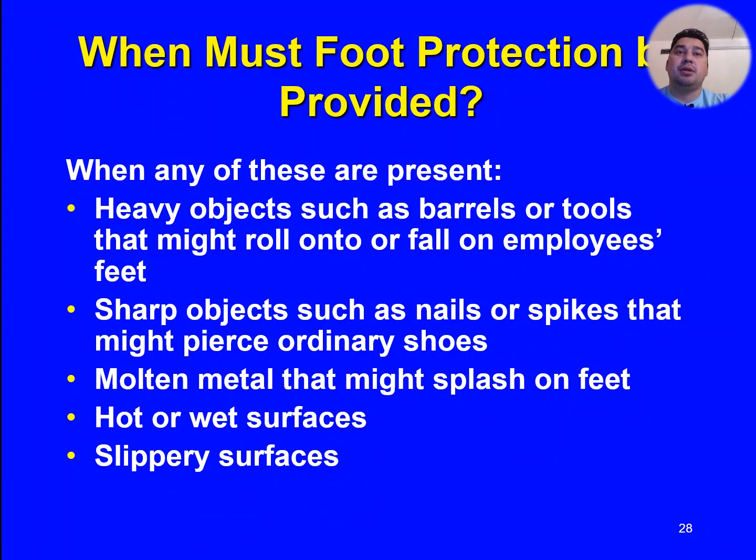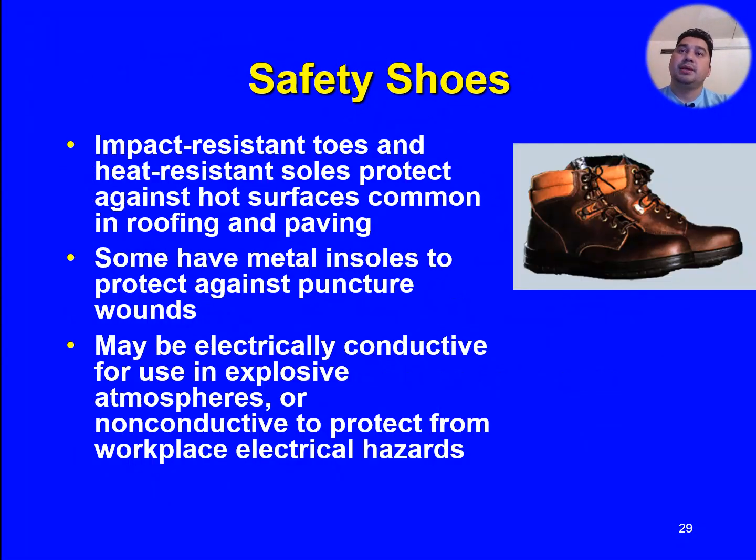Heavy objects such as barrels or tools that might roll onto or fall on employees' feet. Sharp objects such as nails or spikes that might pierce ordinary shoes. Molten metal that might splash on feet, hot or wet surfaces, slippery surfaces. So, if you are performing any one of these tasks, you must wear safety shoes. Safety shoes have an impact resistant toe and heat resistant sole to protect against hot surfaces common in roofing and paving.